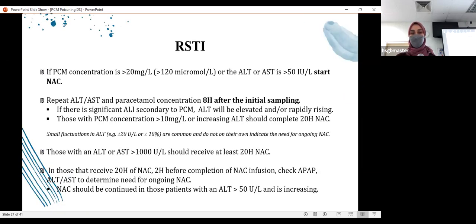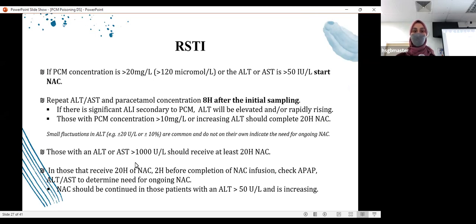When the results come out, if the PCM level is more than 20 milligrams per liter, or you have AST or ALT that's more than 50, you can start NAC. After that, you repeat the bloods 8 hours later. If there is significant liver injury, you expect your transaminases will be elevated. If your PCM level is more than 10 on the repeat, you should complete the NAC for 20 hours.